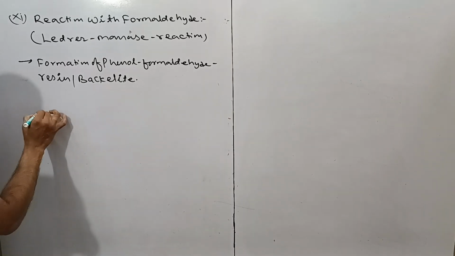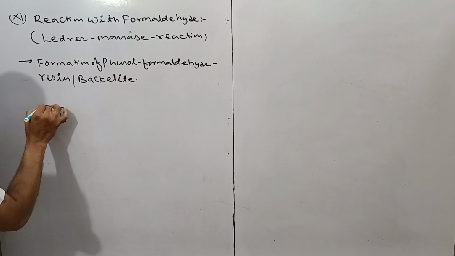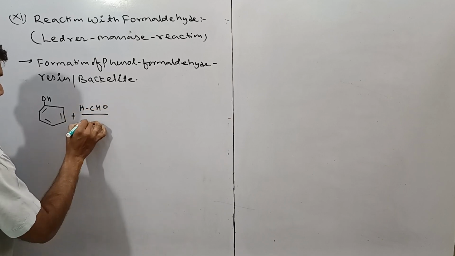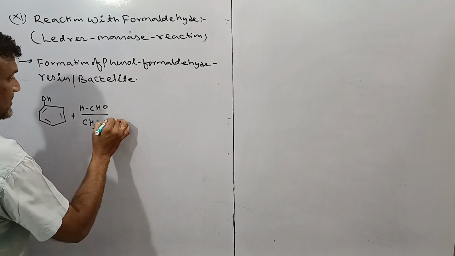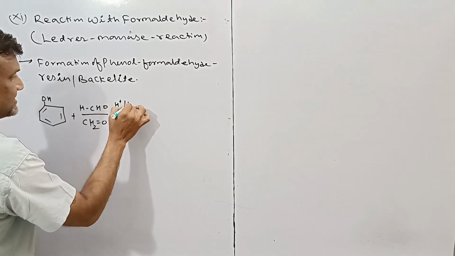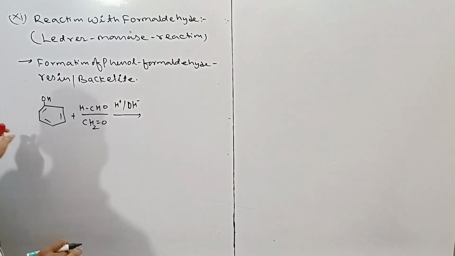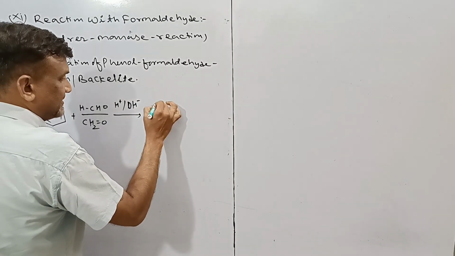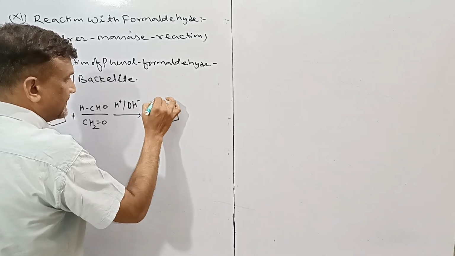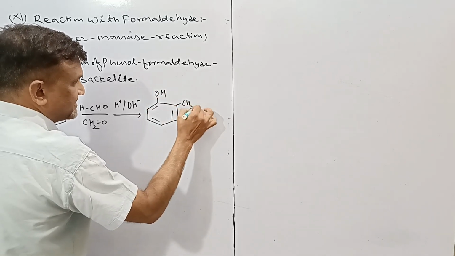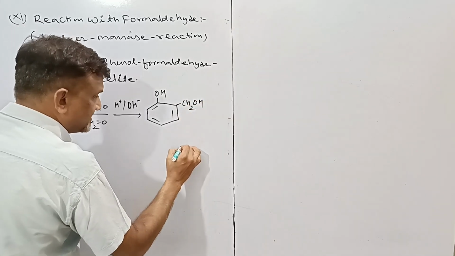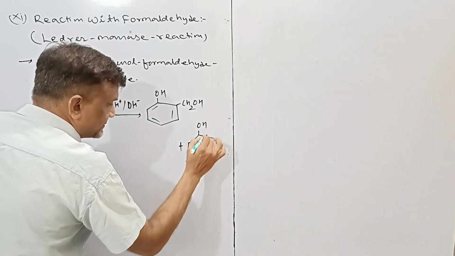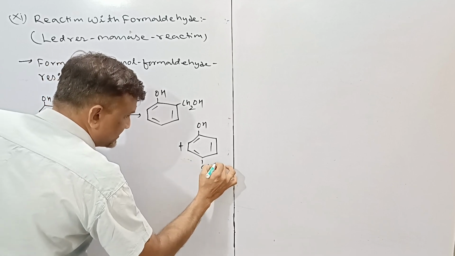If we go with the reaction, then this is the phenol. And we have discussed during electrophilic substitution reaction, this is the HCHO. You can write it as follows, CH2O. So in the presence of a slight amount of acid or base, the OH group is ortho and para directing. So here there will be formation of OH, this is the CH2OH, and this is the para isomer. This is the OH and this is the CH2OH.